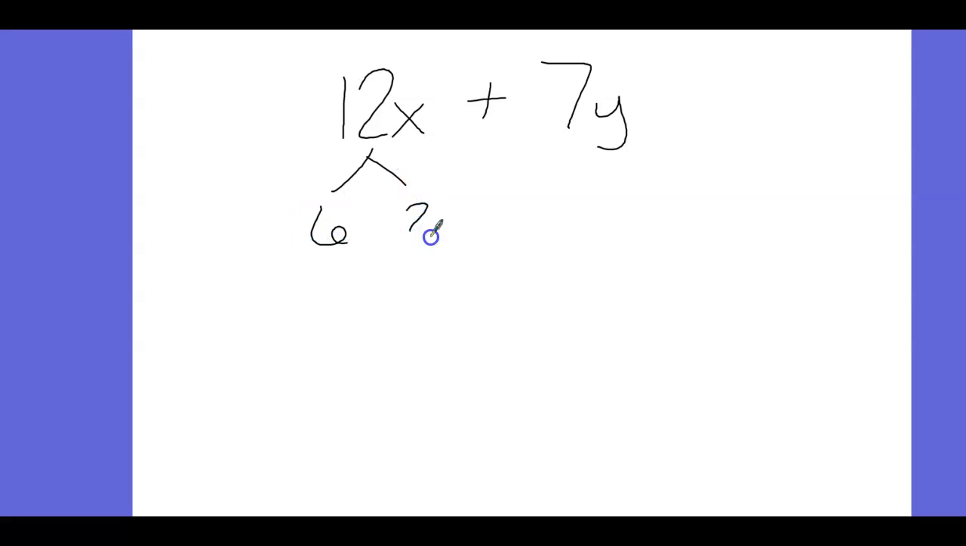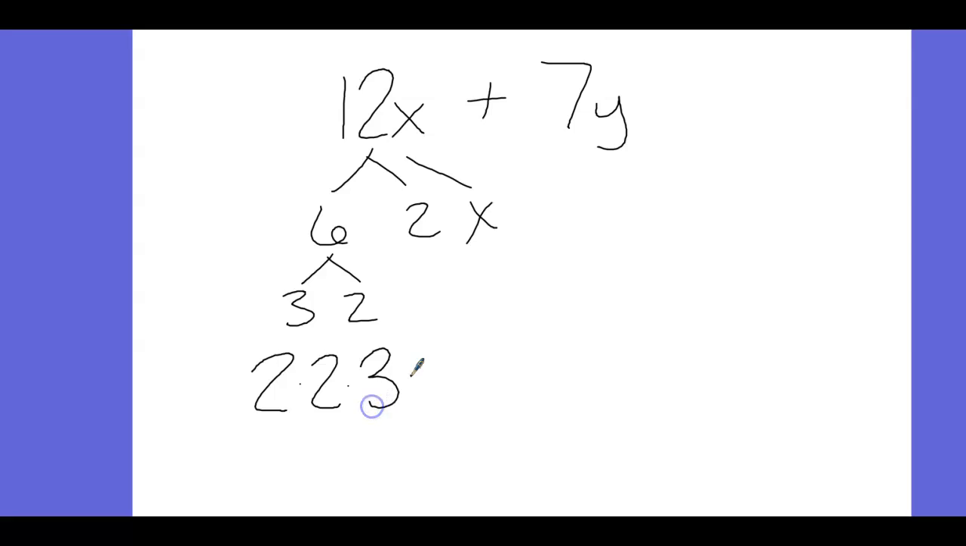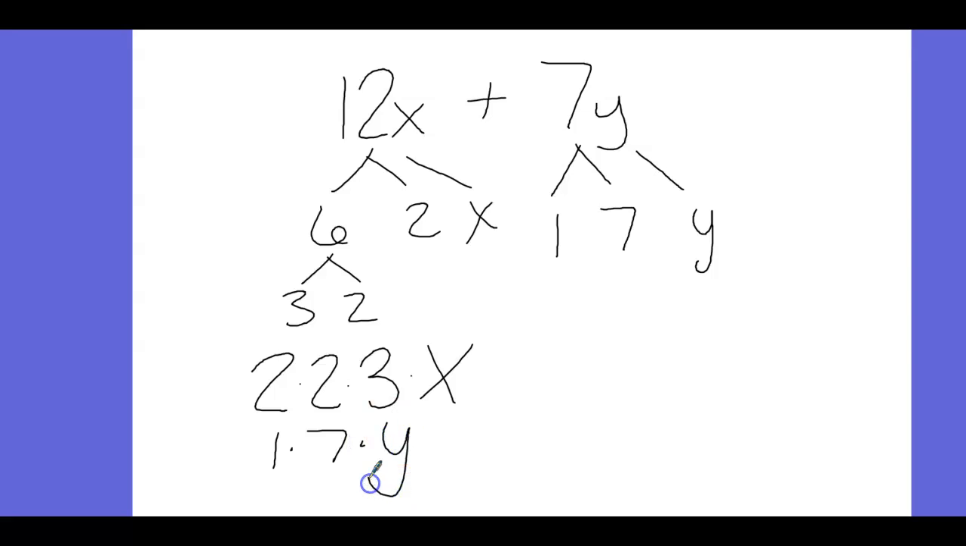Okay, last one then. This time I will do the example in the book: 12x plus 7y. What can I break 12x into? 6 and 2. What can I break 6 into? 3 and 2. And then I also have an x. So what's my prime factorization? 2 times 2 times 3 times x. What can I break 7y into? 7, and then I also have a y. So I would have 1 times 7 times y.